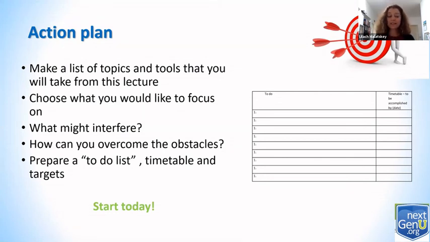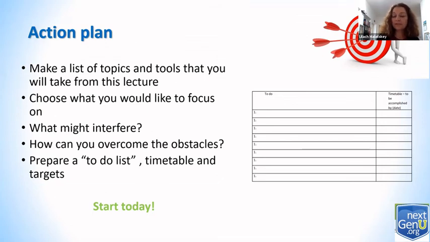An action plan. This is an important part. This is just an example of how to build an action plan, but this is something that you can write down and have as a worksheet that is under your eyes all the time. So make a list of topics and tools that you will take from this lecture. We've brought up a lot of ideas, a lot of things that you can think about. So just make a list of them. Choose. You cannot do everything from the beginning altogether. So choose what you would like to focus on and start small.